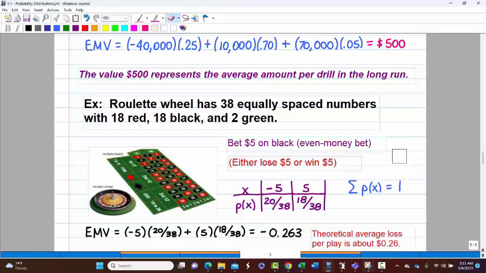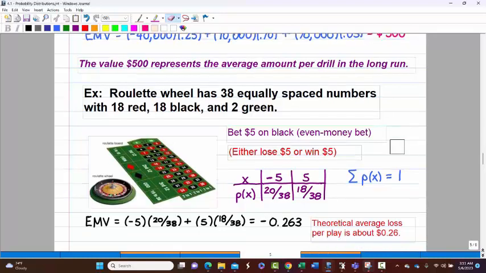Now, you don't have to have a knowledge of gambling here, but we're going to walk up and bet $5 on black. It's called an even money bet, because you're either going to lose $5 or you're going to win $5. If you have a $5 chip out there, they're going to add another $5 chip. That doesn't mean you won $10. It means there's $10 in front of you, but you only gained $5. So there are two outcomes: lose 5 or win 5. Negative 5, positive 5.